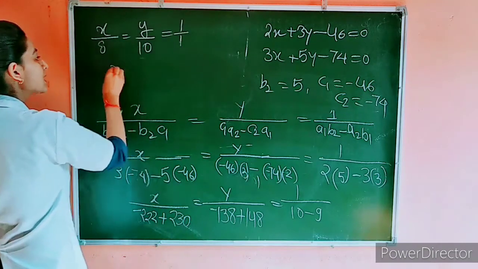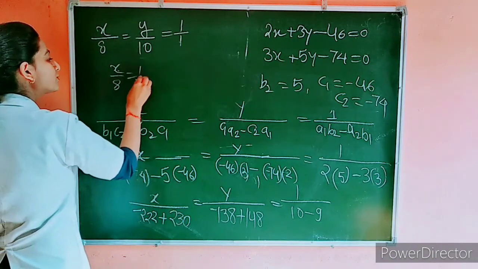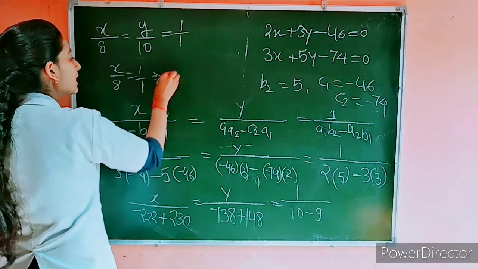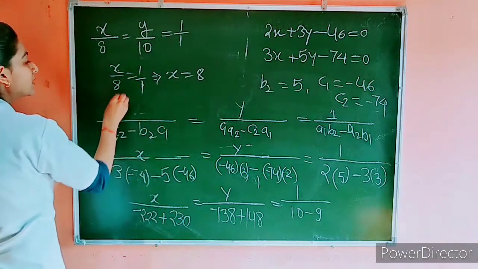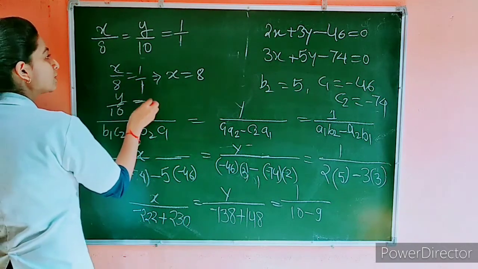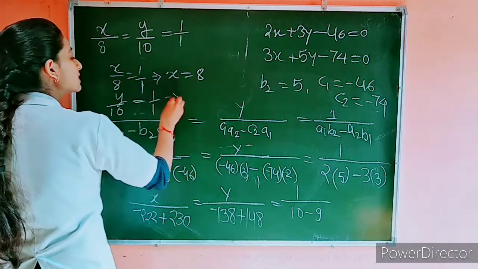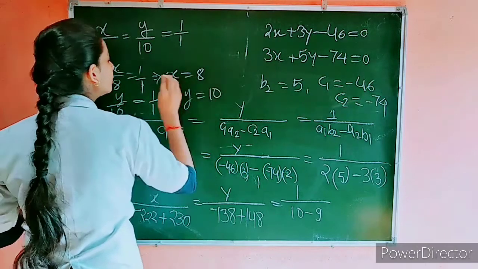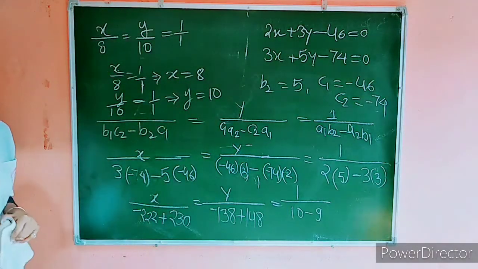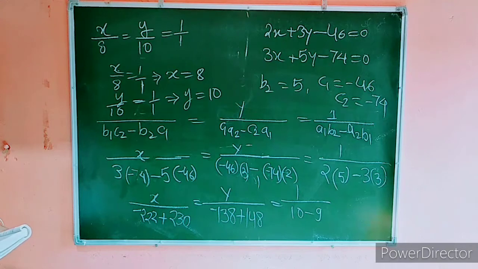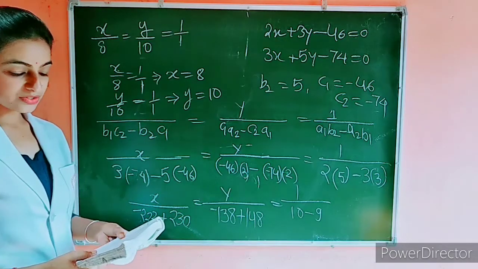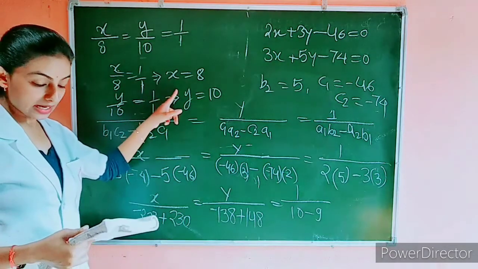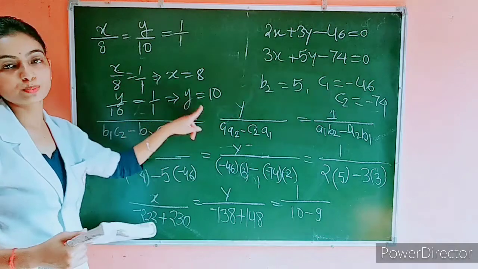Now compare this. x upon 8 equals 1 upon 1, so x is equals to 8. Now compare y upon 10 which equals 1 upon 1. This implies y will be equals to 10. So the value of x will be 8 and the value of y will be 10. The fare from the bus stand in Bangalore to Mangaleshwar is rupees 8 and the fare to Yashwantpur is rupees 10.